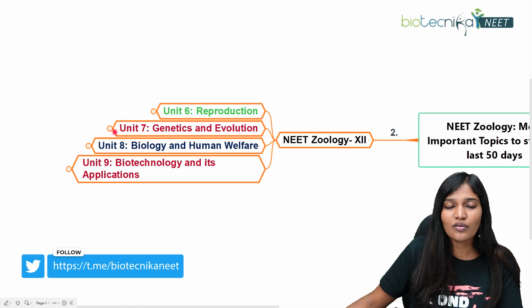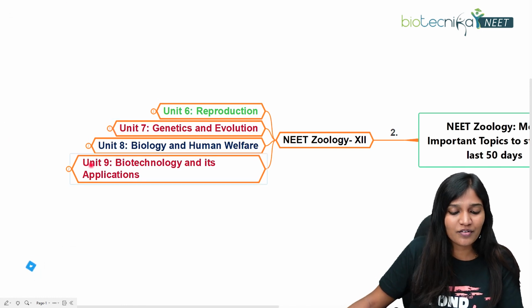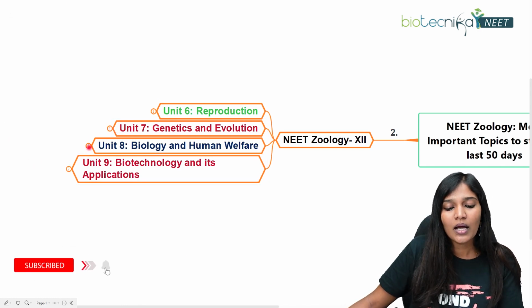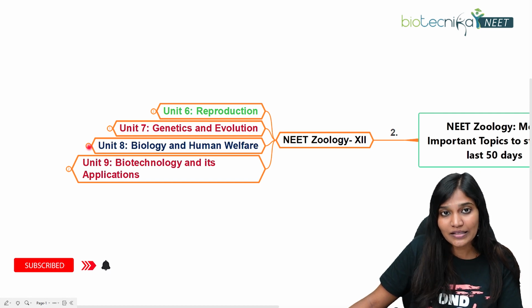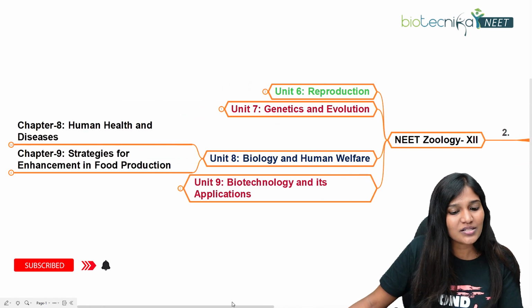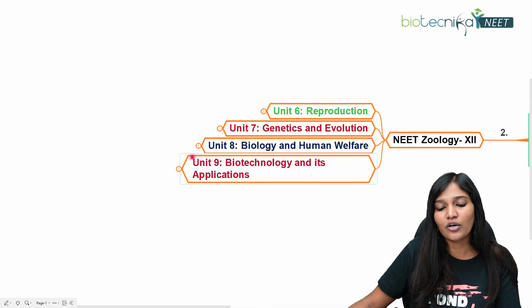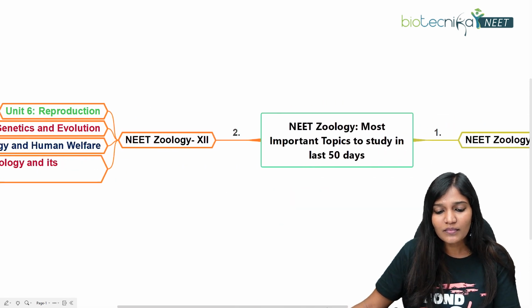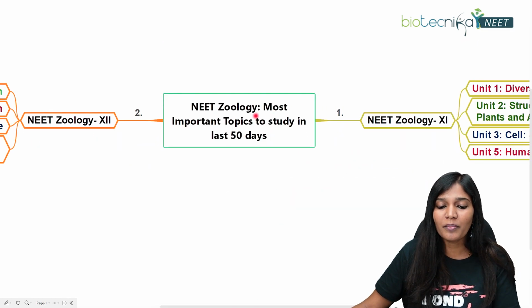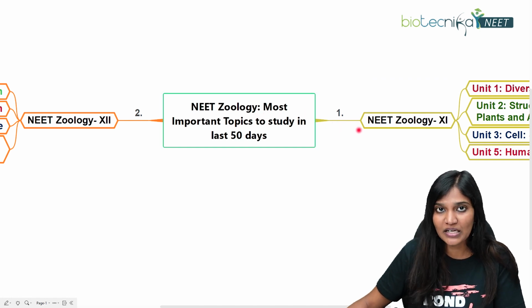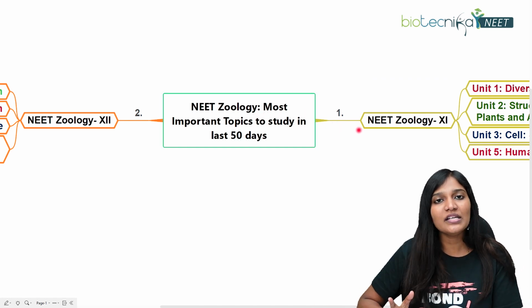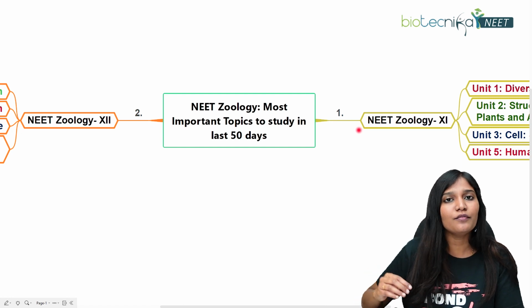Genetics, you can concentrate on evolution, not most of the things, whatever is comfortable you can concentrate on. Human welfare you have to study. Human health and disease is very important. Strategies is very, very simple, you can concentrate. Biotechnology, the most important one. So this is all about the most important topics that you have to study in the last 50 days of your time. You have already studied many of the things, so you have to concentrate on a few of the things.